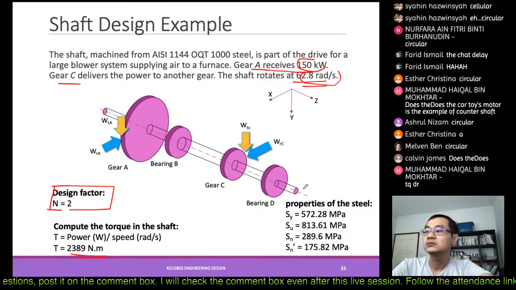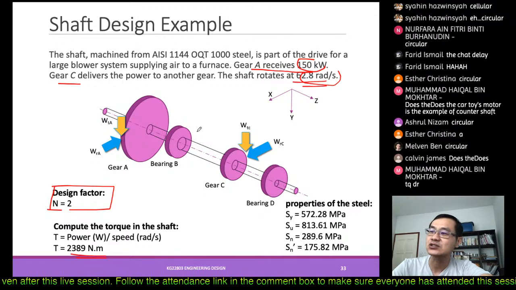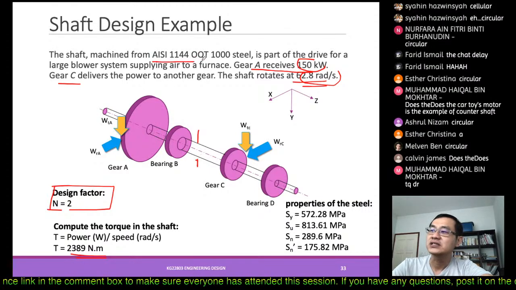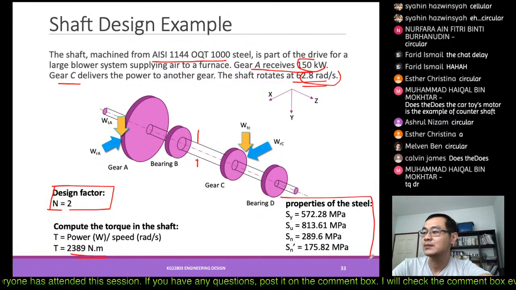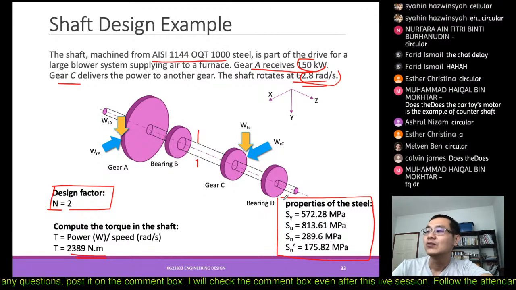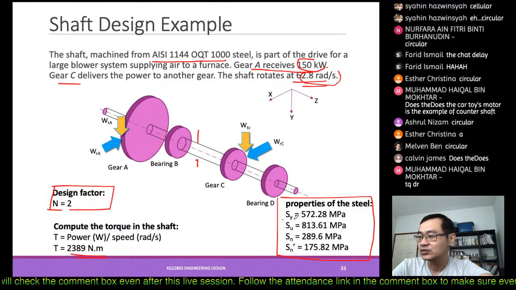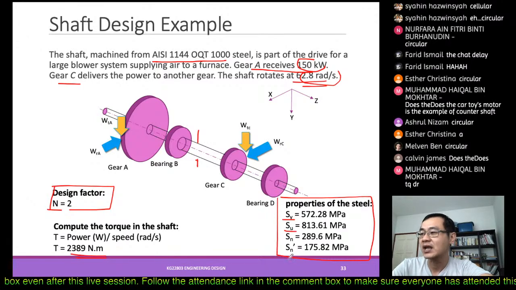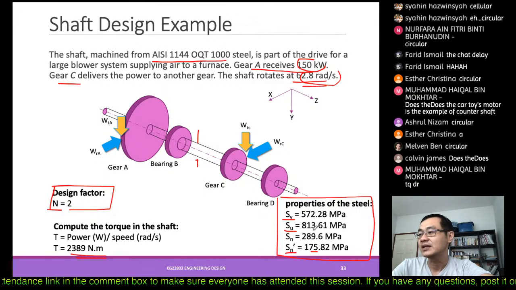Then we also want to estimate the suitable size for this shaft. If we are using this material, we get its properties from tests or some data book. We will have the yield strength, the ultimate strength, and the estimated fatigue limit, as given.